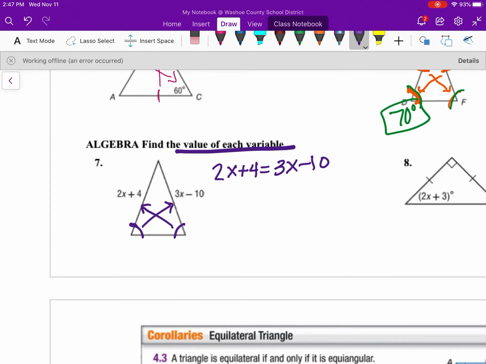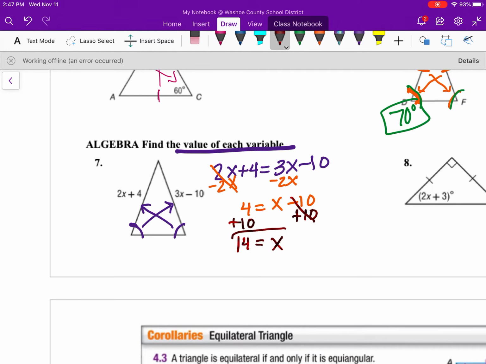And my goal here is to find the value of the variable, so I have to move things around. I'm going to move the 2x over here. That gives me 4 equals 1x minus 10. And then I'm going to add 10 to both sides.